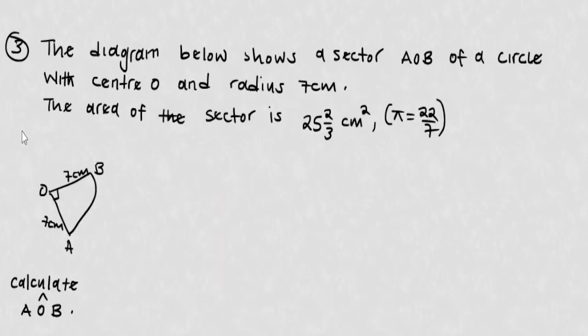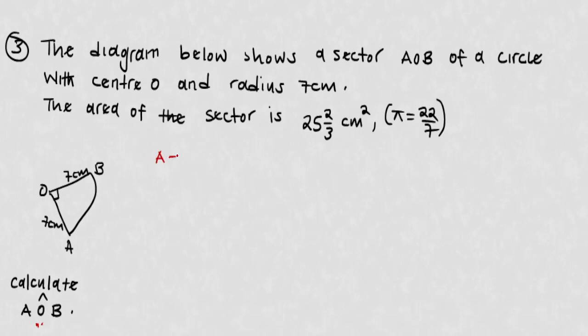Alright, we proceed. We look at another question here. The diagram below shows a sector AOB of a circle with center O and radius 7 centimeters. The area of the sector is 25 2 over 3 square centimeters. Take pi to be 22 over 7. Now they are asking us to calculate angle AOB. So the angle at O here, how can we find that?